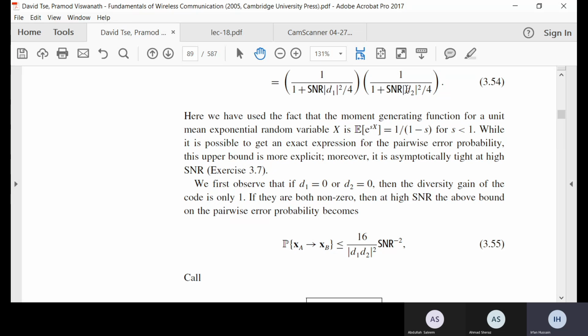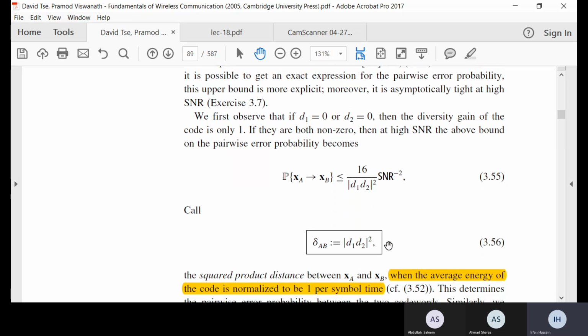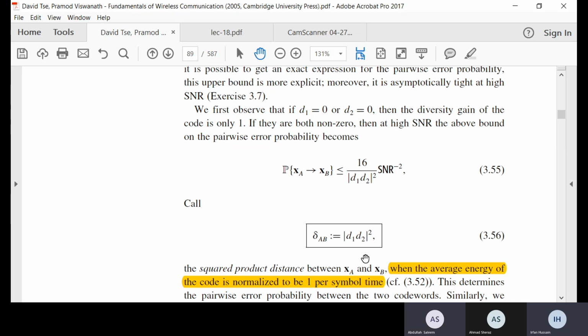But let us assume that if they are those distances, here this d is just xa minus xb, and there we had put these distances. All right. So if these distances are not 0, then both will be there. And in case of high SNR, one can be neglected. This will become SNR square, d1 square, d2 square over 16. 16 goes in the numerator. So probability of confusion will come out to be 16 over SNR square, or SNR to the power minus 2. So we call this thing the square product distance between XA and XB.